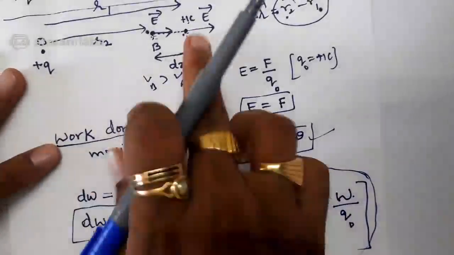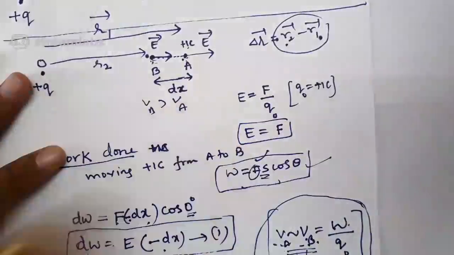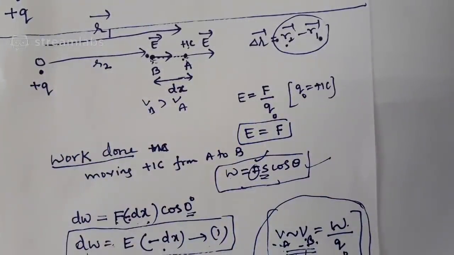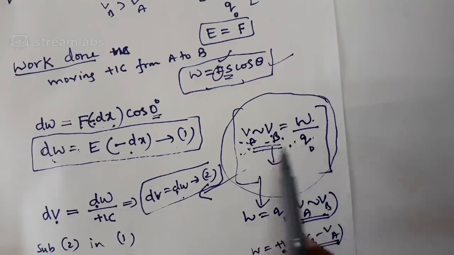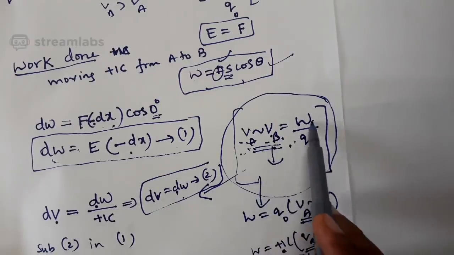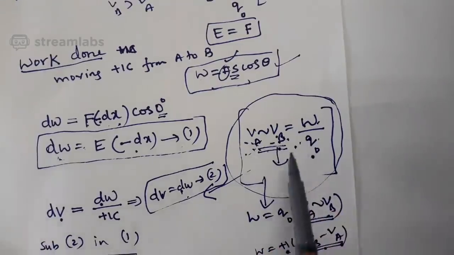Then I asked you, the electric field between A and B is uniform, but is there a potential difference between A and B? You have to agree that there is, because there is work done in moving a plus 1 coulomb charge from A to B, which means there is a potential difference. So then I took the concept of potential difference between two points. Potential difference between two points is defined as the amount of work done in moving a unit positive charge from one point to another point against the electric field.